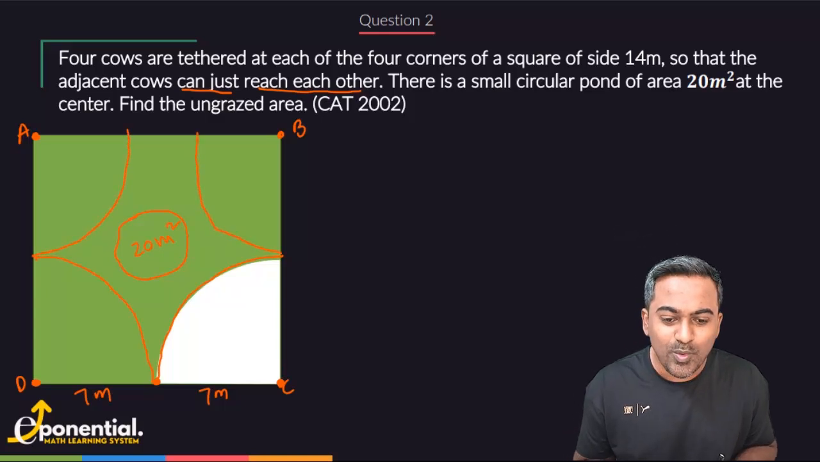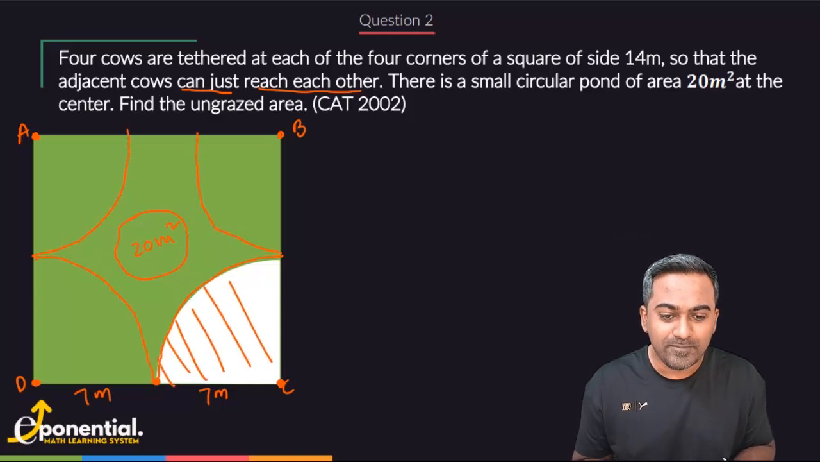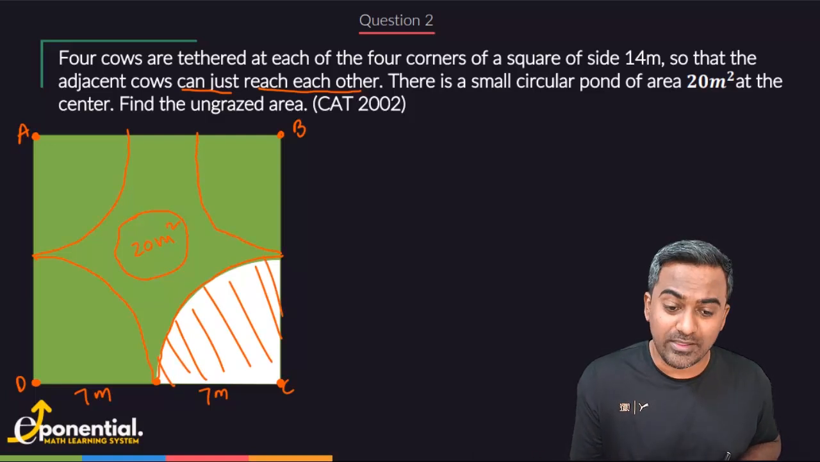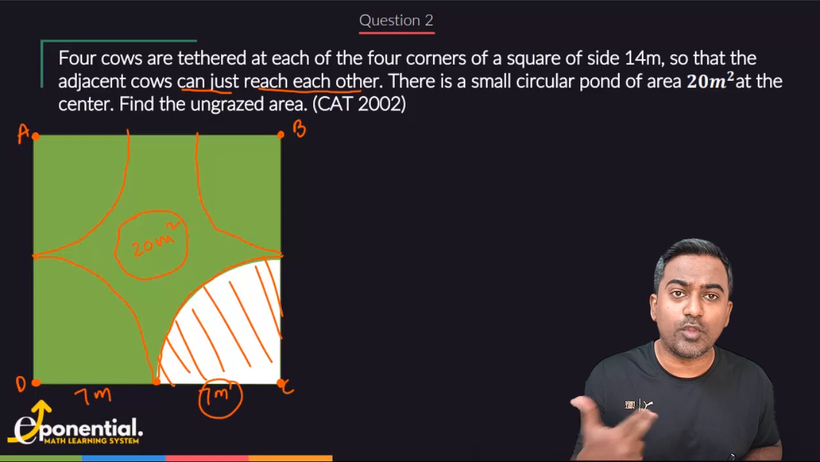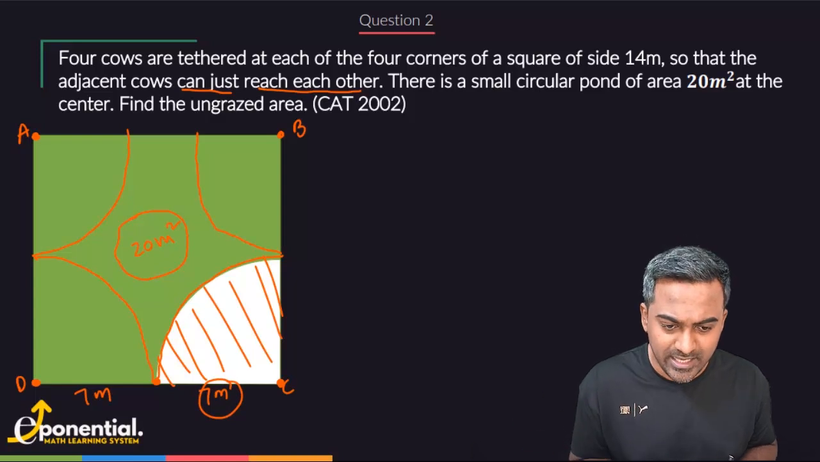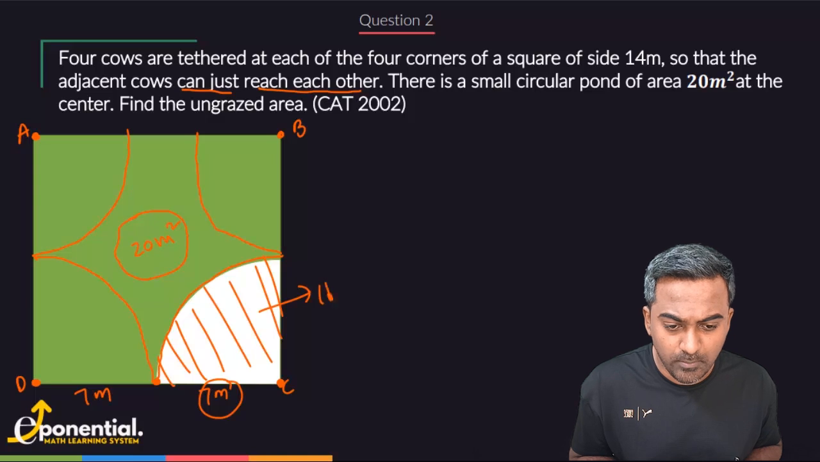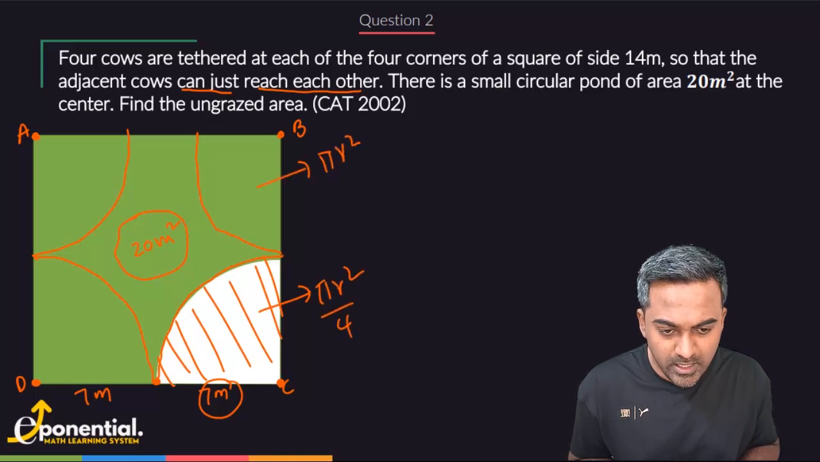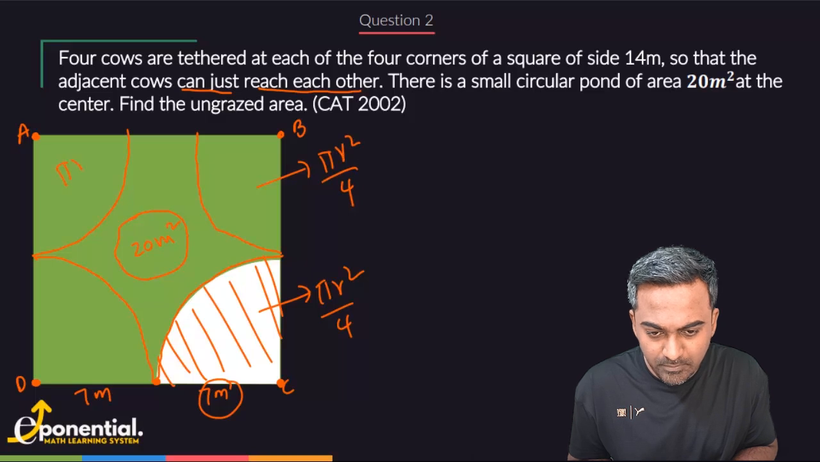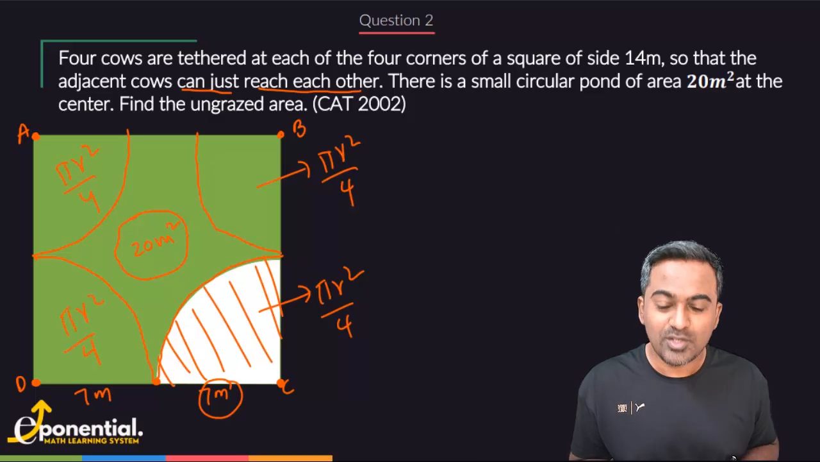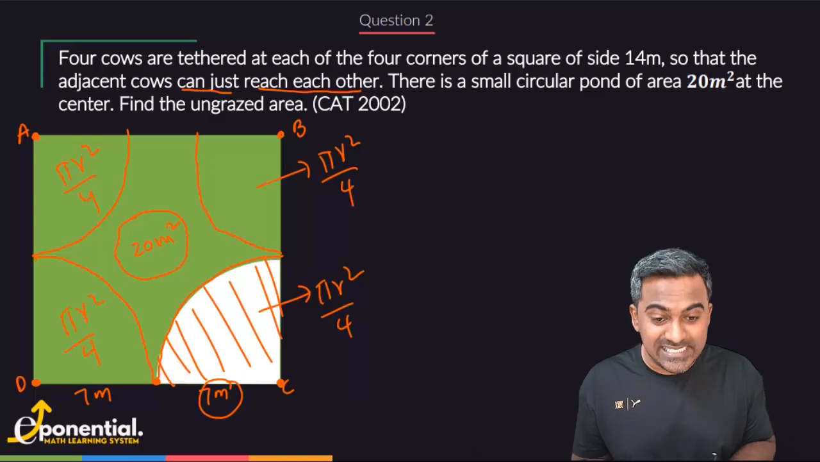So what do you call this shape here which I'm highlighting? This is nothing but a quarter of a circle, right? And we know the radius as well. The radius is this part here, which is the length of the rope through which the cow is tied down. So the area of a quarter of a circle is going to be what? Pi r squared over 4. And this cow also is going to graze pi r squared over 4. Same for this cow, pi r squared over 4, and pi r squared over 4. So add all of these up.